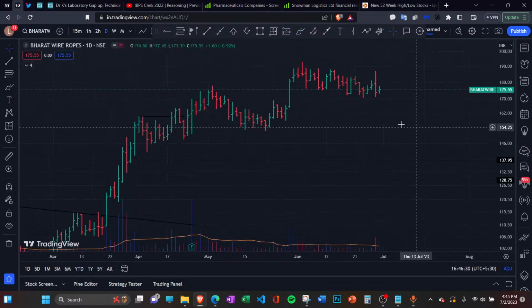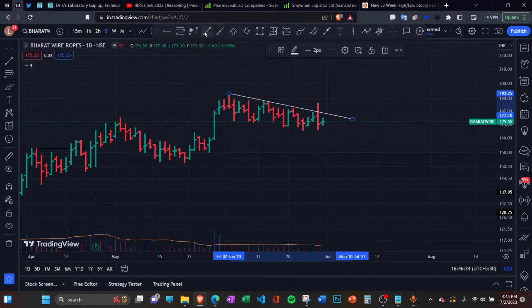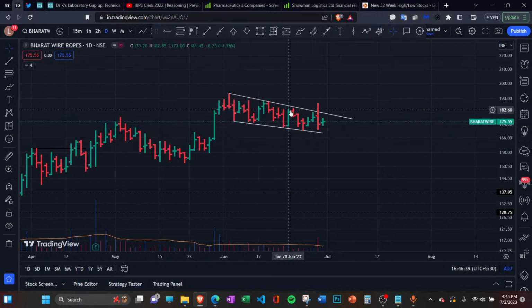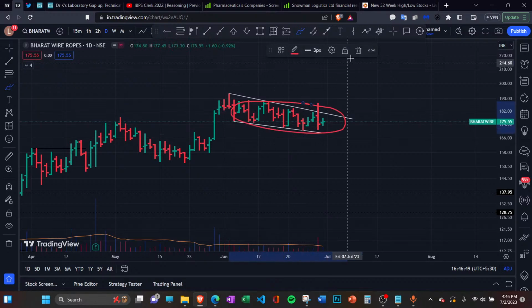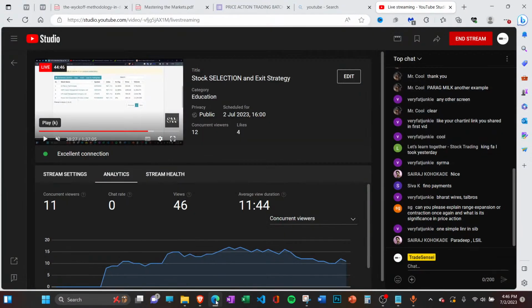Bharat wire setup is kind of simple. It is kind of a flag, like a range forming with a sloping downward trend line. It tried to give a breakout but that failed. So again I'll be watching it, it is still within the consolidation range with a slightly downward slope, and once that is crossed, that could be a good entry point.